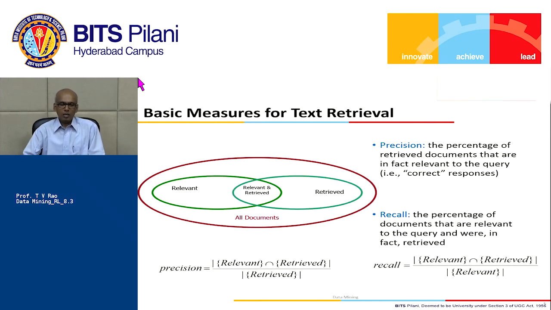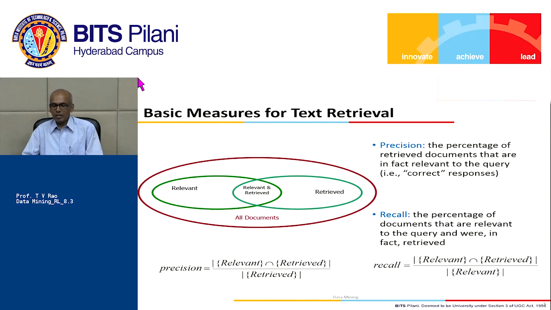The common measures used when we are working with text retrieval are, first, precision, which represents the percentage of the retrieved documents that are relevant for the query. So if you have retrieved 100 documents through the process, and out of them only 70 happen to be relevant, then we say that it has a 0.7 precision.